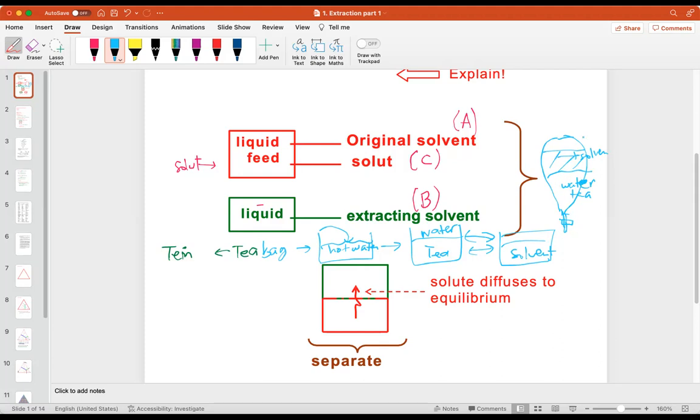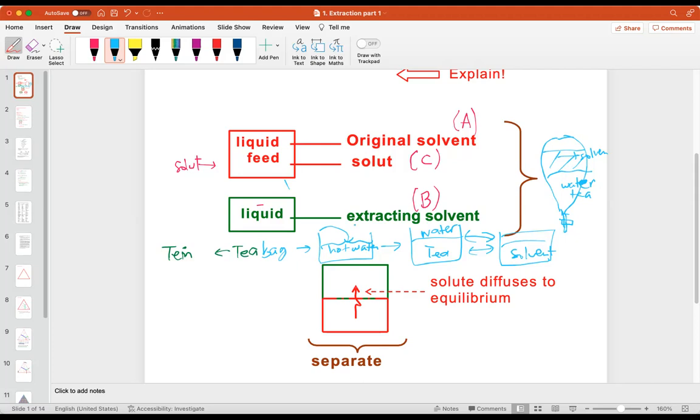be in contact with each other, and then when they have contact, the solute will transfer to the other part. Okay, so here there is a mixture, and then the solute will diffuse to the extracting solvent, for example in this case. And once we know, for example, the time when the solute has transferred to the extracting solvent, after that we stop the extraction process, and then we wait.